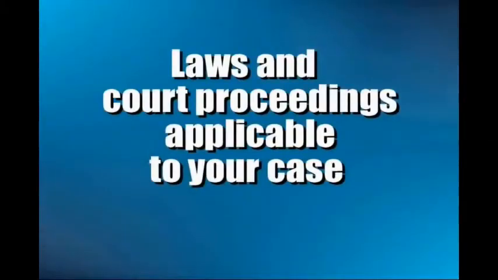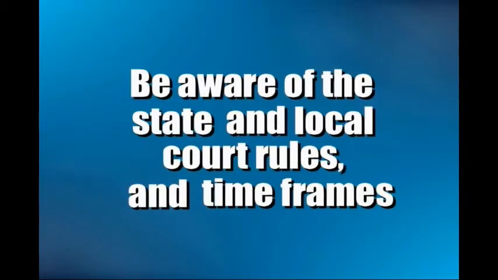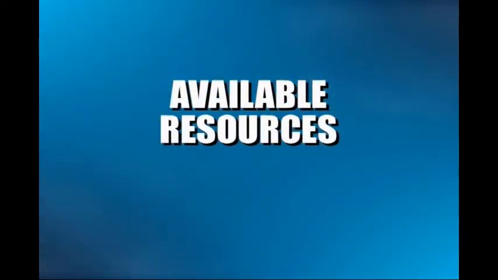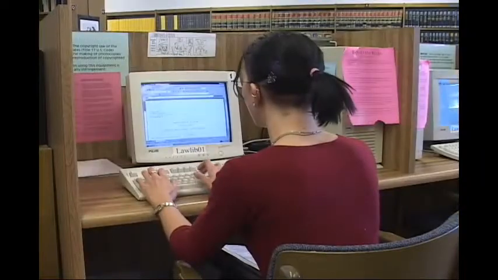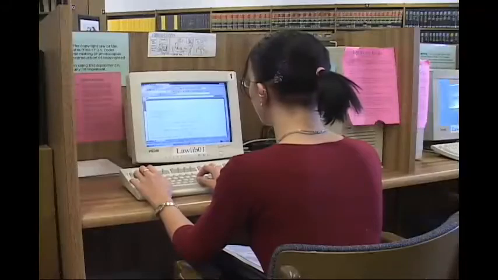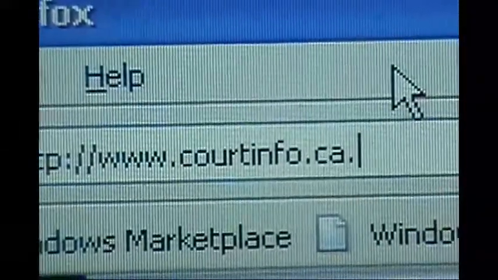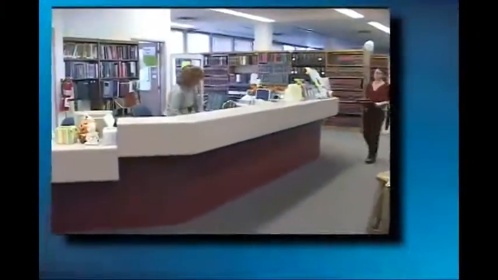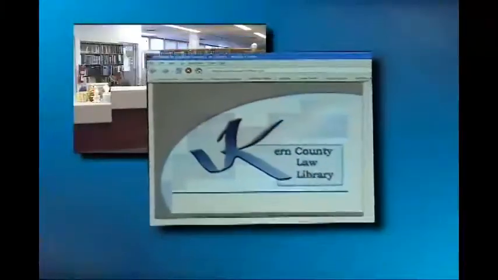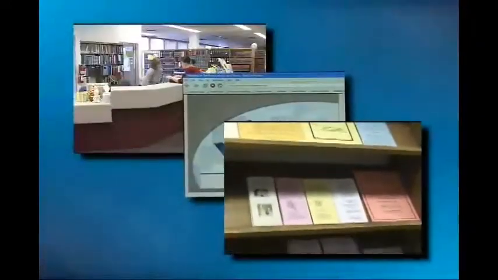Before you begin, research and know the laws and court procedure applicable to your case. This means understand the laws that apply to your case and also be aware of the state and local court rules and time frames. There are several resources available to assist you. One of those resources is the California Court's website, www.courtinfo.ca.gov. You may also visit your county law library, your local court's website, and if available, your court's self-help center.